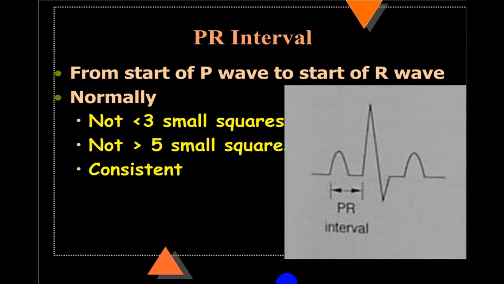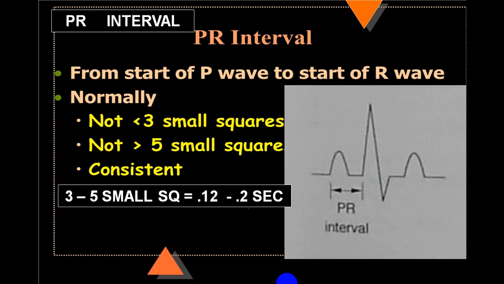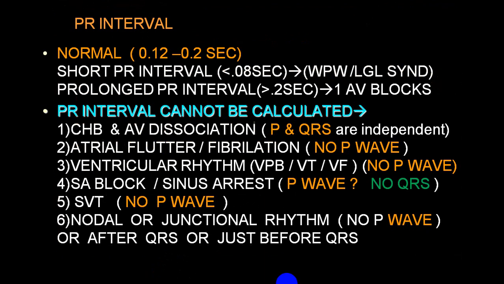Now what is PR interval? From the beginning of the P wave till the beginning of the QRS complex, we call it a PR interval. We have already told you it is between 3 small squares to 5 small squares, that is 0.12 second to 0.2 second. If it is less than 3 small squares, we call it a short PR interval. And if it is more than 5 small squares, we call it a prolonged PR interval. So, 3 to 5 small squares.